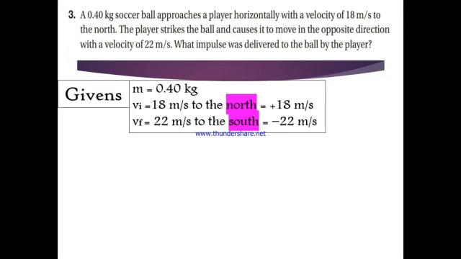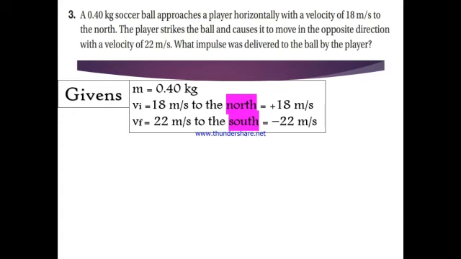Remember, he didn't say negative 22 meters per second, he just said opposite direction. So opposite direction means it's moving to the south. So it's negative sign. It will always take negative sign. What impulse was delivered to the ball by the player?